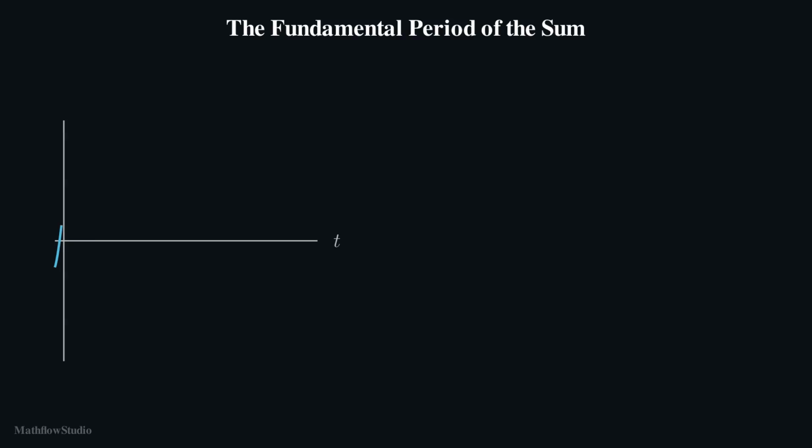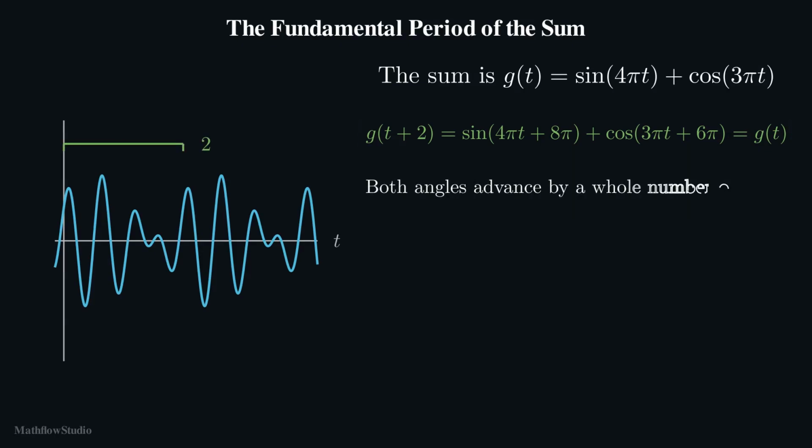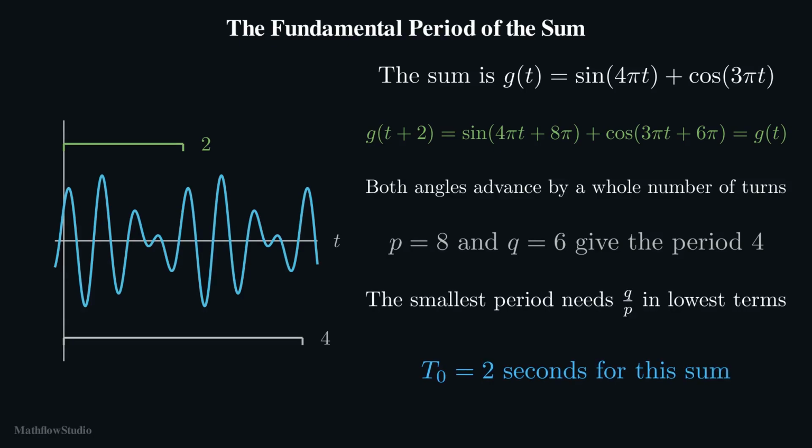The sum of the 2 waves is itself a single signal. Substituting a shift of 2 seconds adds 4 turns to the first angle and 3 turns to the second. Both advances are whole numbers of turns, so the sum returns to itself. Doubling both counts gives a shift of 4 seconds, which is also a period. The fundamental period comes from counts that share no common factor. The fundamental period of this sum is 2 seconds.